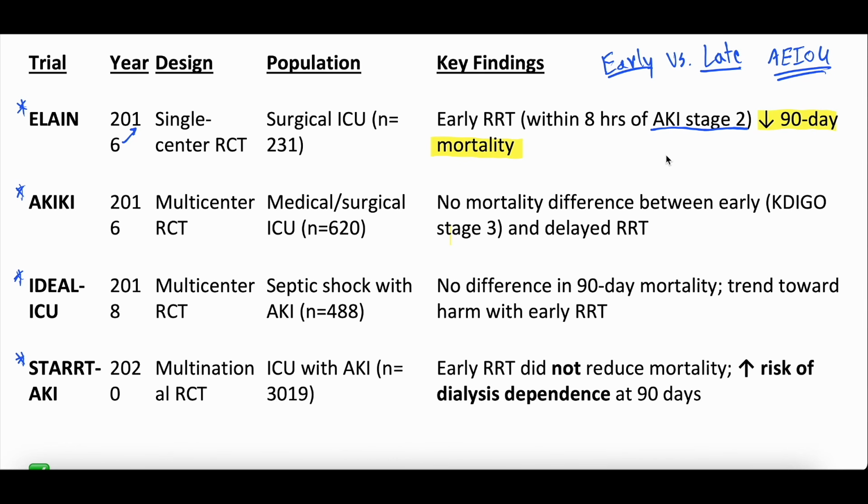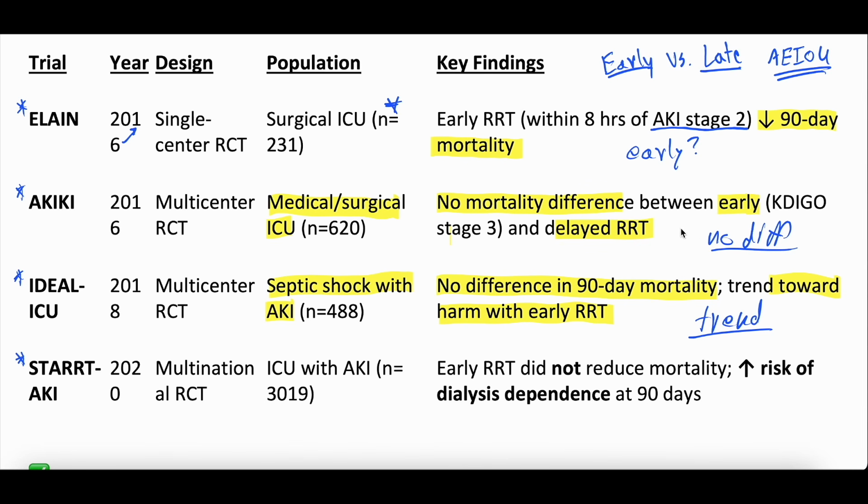So then there's this whole thing, should we be doing early dialysis? But the follow-up trials, AKIKI and IDEAL-ICU, looked at slightly different populations. AKIKI looked at medical and surgical ICUs. IDEAL-ICU primarily looked at septic shock patients. But they found no mortality difference between early and delayed renal replacement therapy in either of these. And in IDEAL-ICU, there's actually a trend towards harm with early renal replacement therapy. So ELAIN was like, maybe early is better in this surgical ICU population. But AKIKI and IDEAL-ICU said, nah, there's no difference really. And maybe there's even a trend towards harm in the IDEAL-ICU trial.